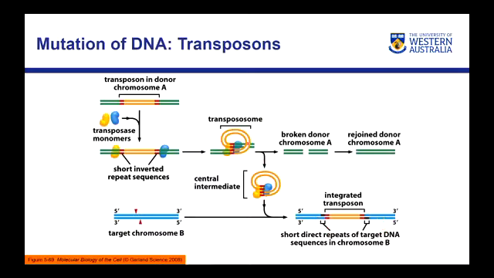Now, in this example, what happens to chromosome A? Well, there is a double-stranded break in chromosome A. So we have repair mechanisms that come into play, and these repair mechanisms rejoin this donor chromosome A, fixing it. So this transposon has jumped from chromosome A into chromosome B. And in this instance, it's a cut and paste, and so there is no sequence homology required because it is a cut and a paste.